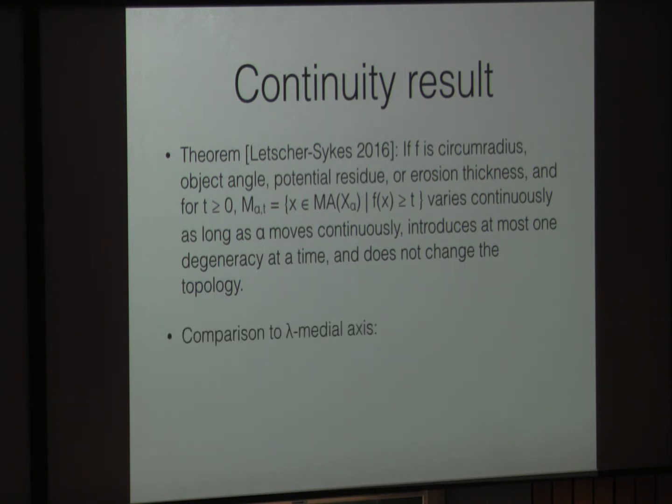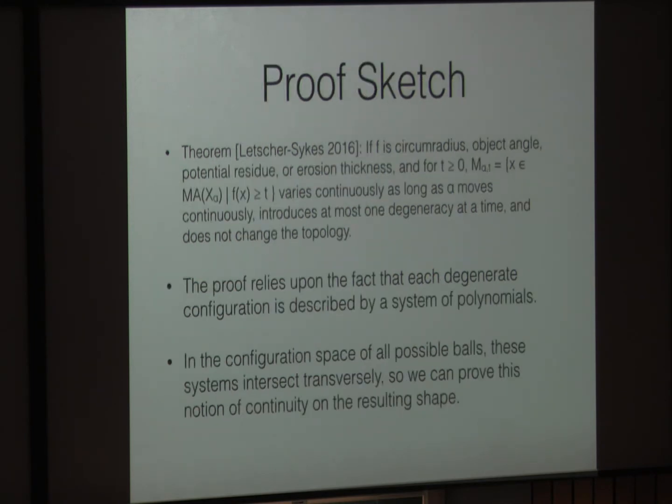In comparison to the lambda medial axis, which is the other known sort of continuity result, it applies for any threshold, so in that sense, it's a bit stronger. It also applies for any of these significance measures, and in some way, they're all fairly nice. But it's weaker. It's continuity and not Lipschitz. So there's not as strong a notion of similarity here, but that's, I think, an interesting one here.